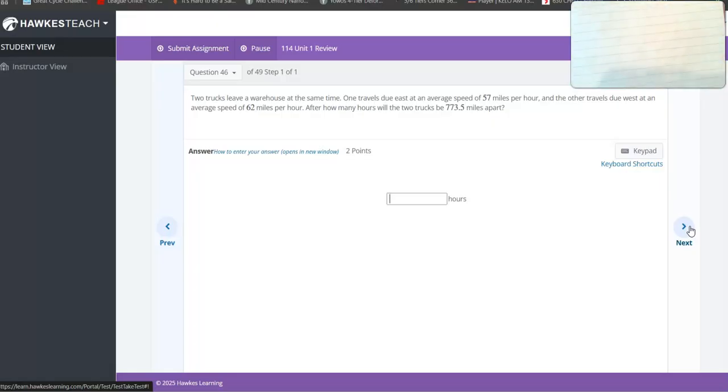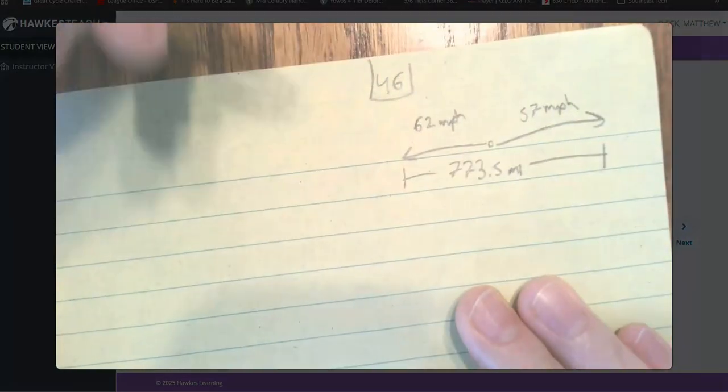All right, next one here. So you have 2 trucks leave a warehouse at the same time. One travels due east at an average speed of 57 miles per hour, and the other travels due west at an average speed of 62 miles per hour. So we have due east and 62 mph. And we want to figure out after how many hours will they be 773.5 miles apart. All right.